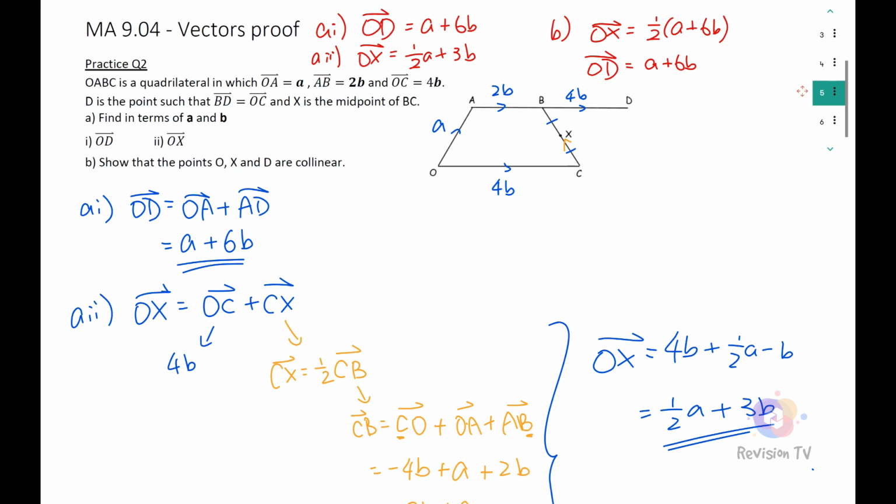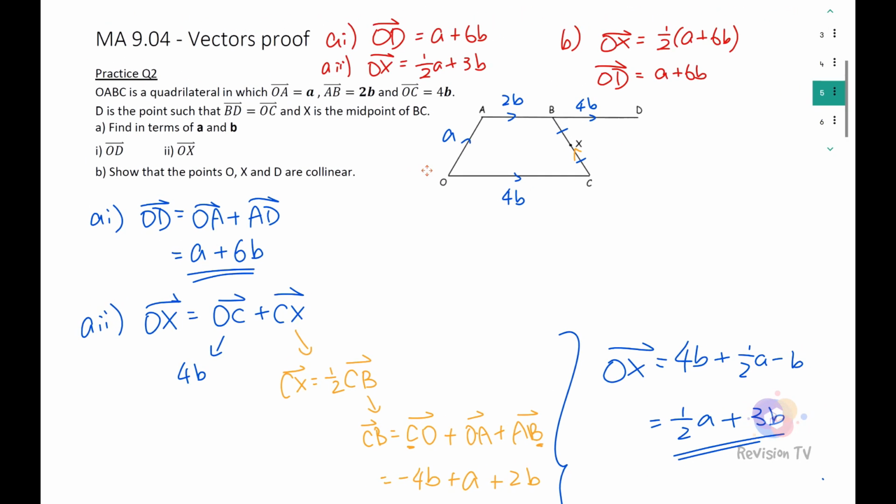Now, if you remember what I taught you in the previous example, to show the 3 points are collinear, you need to make 3 vectors and choose 2 of them that are parallel. So you can make OX, OD, or XD. Well, you can be quite smart here because in part A, you've already worked out OX and OD. So why do we need to go all out of the way to work out XD?